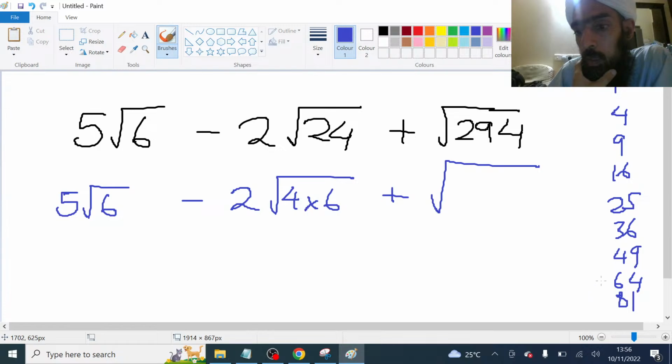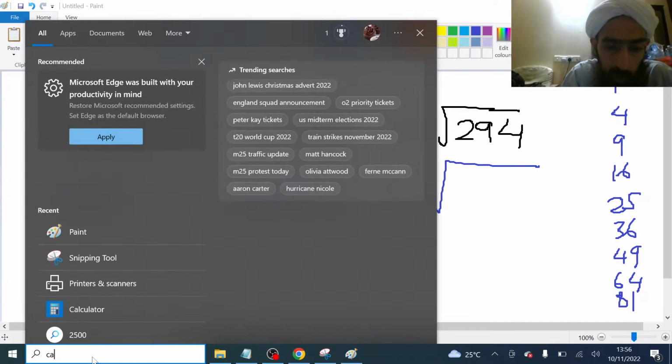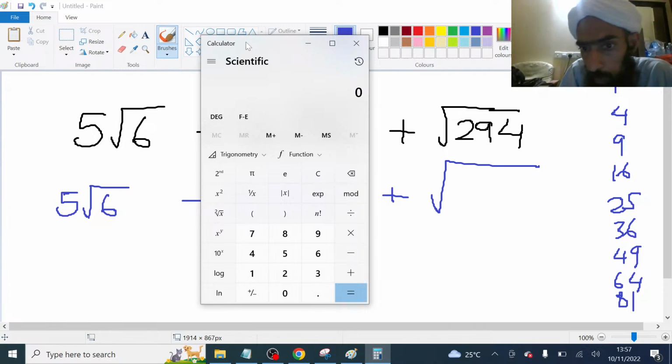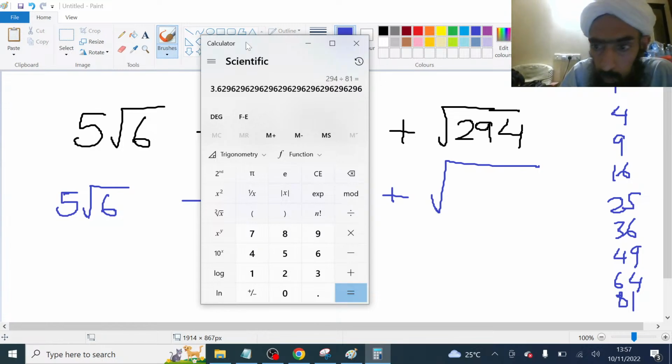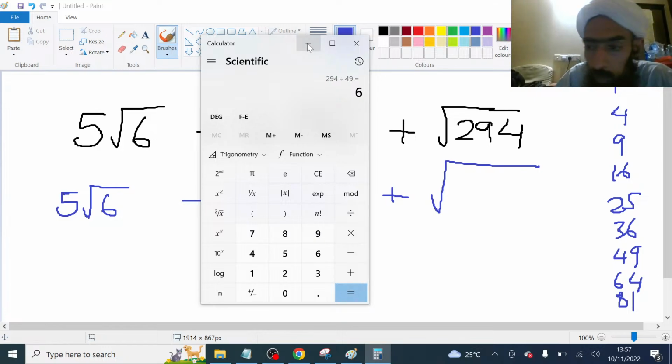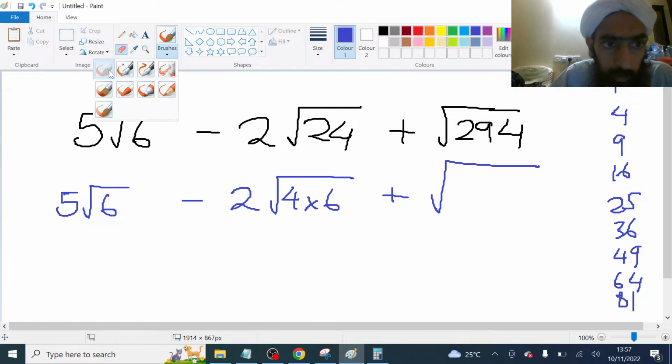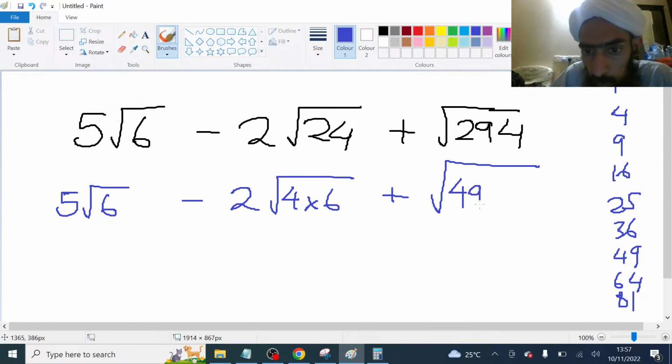So here, that's not going to work. Probably a calculator might help. So let's try a couple of square numbers to see which one can divide into 294. It's always better to go with the biggest ones. So 294 divided by 81 doesn't quite work. 294 divided by 64 doesn't quite work. 49, 294 divided by 49 does work. So it's the 49 that we want on this last one. So it's 49 times 6. Write the square number first.